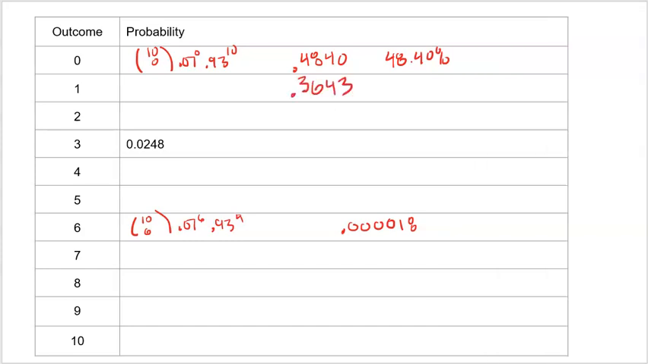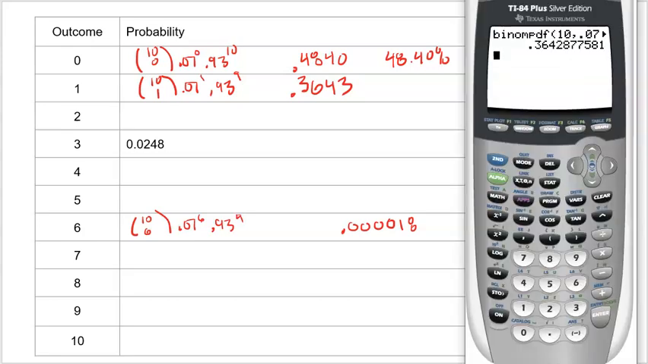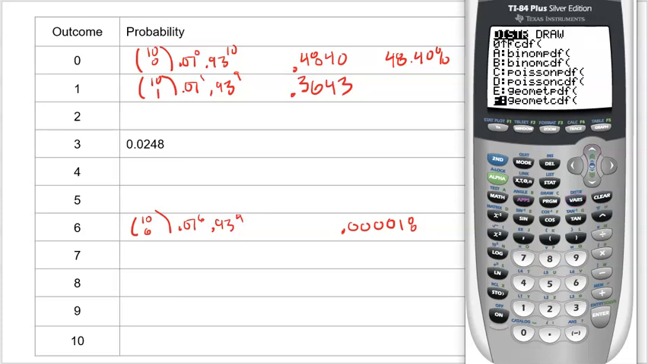0.3643. So what did the calculator do for me? It did 10 choose 1. Figure out how many different ways you could have 1 check mark out of 10. 0.07 to the 1st, 0.93 to the 9th. It did all the work for me. 0.3643. I'm done.